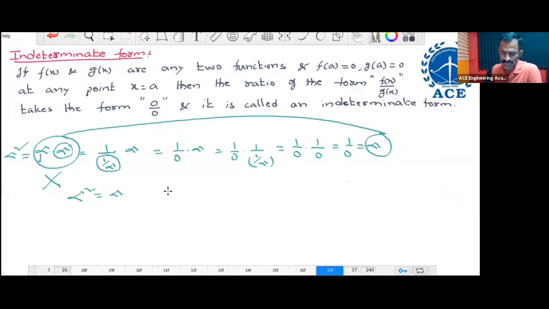Now let us take another form, infinity by infinity only. Again, we check whether it is reducible to 0 by 0 or not. If it is reducible to 0 by 0, then this is called indeterminate form or meaningless form. Right? Now we'll check this. Now I am keeping the one as fixed. The other one, I am shifting to the denominator.